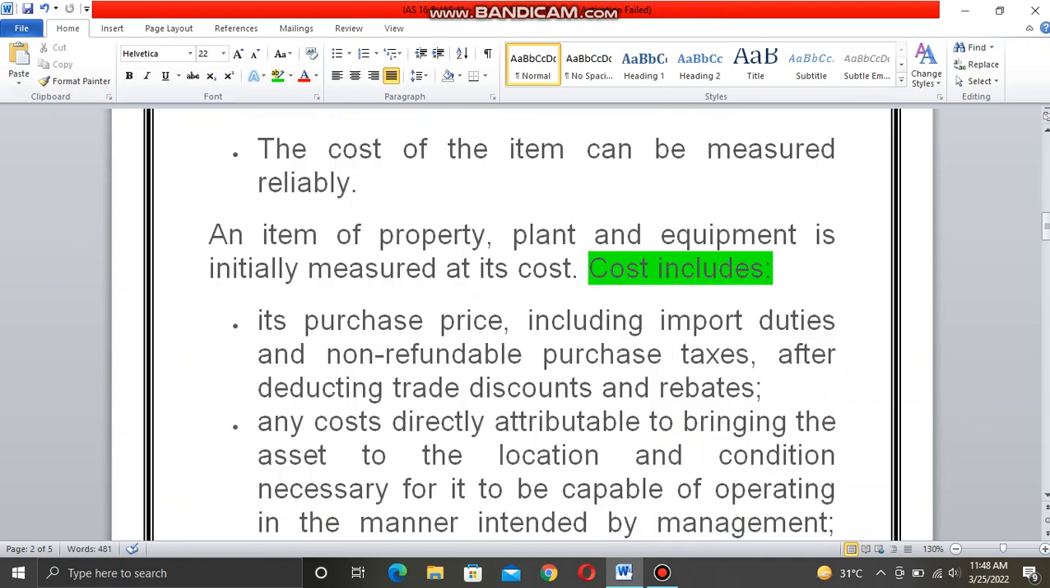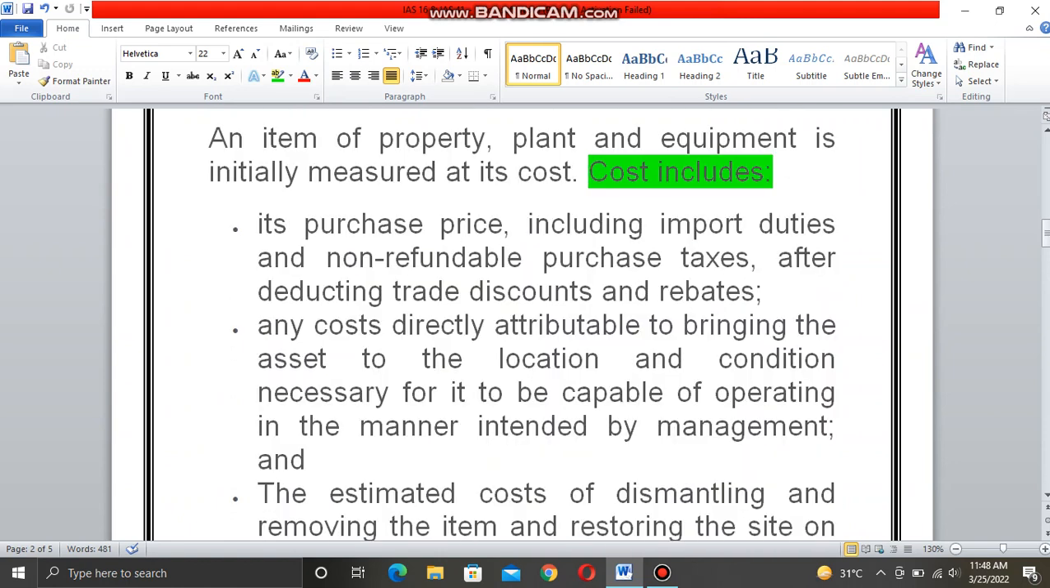An item of property, plant, and equipment is initially measured at its cost. Cost, this is a very important thing, and this is one of the multiple choice questions. We have also been tested on this sentence: property, plant, equipment is initially measured at dash, meaning at what? So at cost, it will be measured initially at cost. It is a very important point. And what does the cost include? Its purchase price, including import duties. First you have to purchase it and then pay import duties.